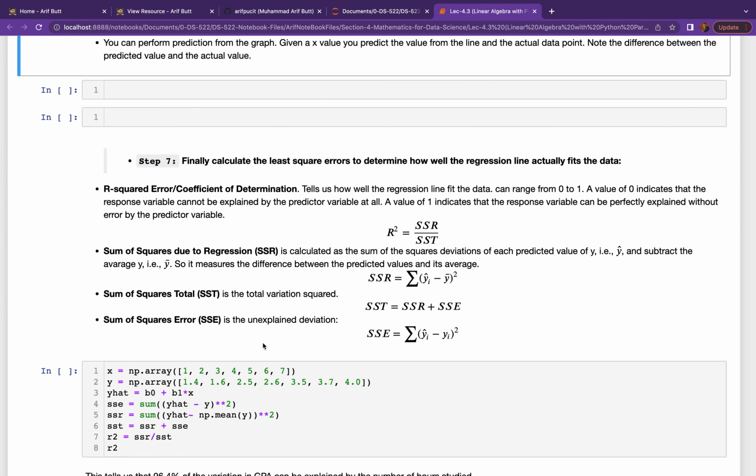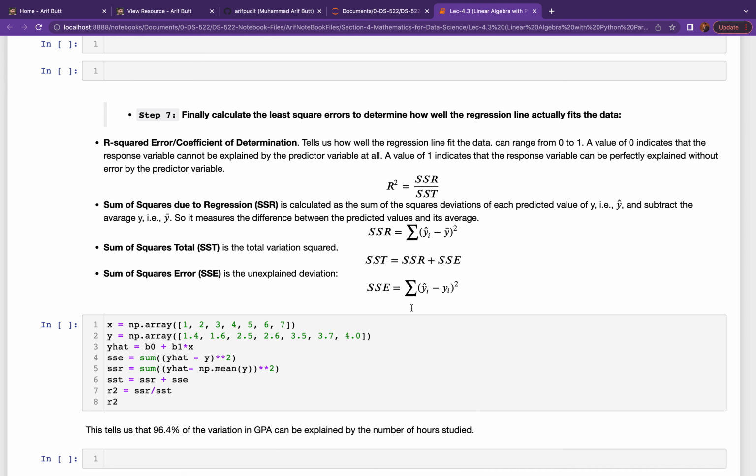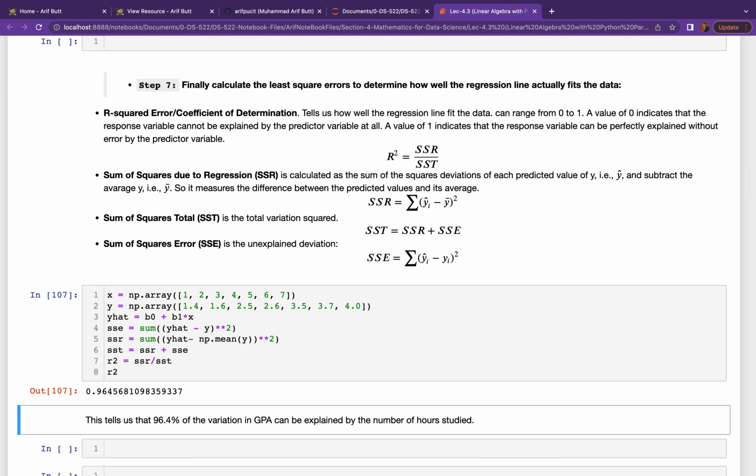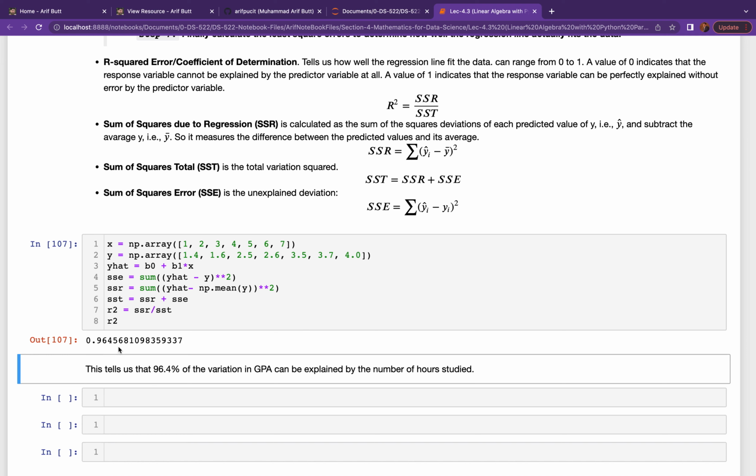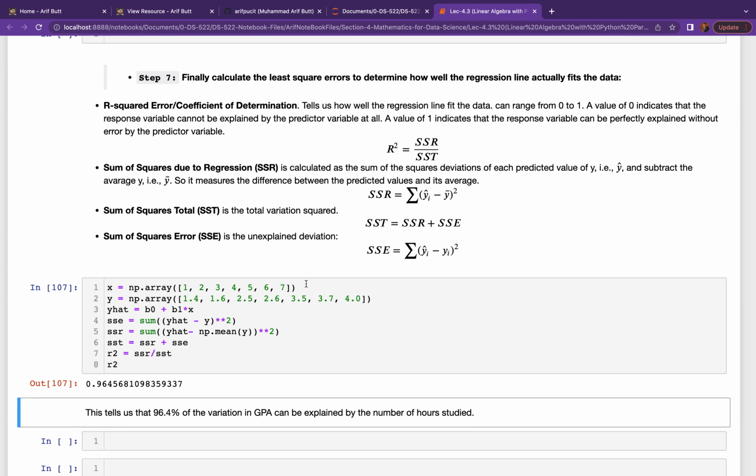We have done that. And if you want to calculate the error, this is the last step in which I have shown you how you can calculate the coefficient of determination or the R squared error, which can be obtained by the sum of squares of errors due to regression divided by the sum of squares of total variability about the mean. I have used these formulas to compute this R squared error, which in this case is 0.9645. So this tells us that 96.4% of the variation in GPA can be explained by the number of hours studied. So this is a good prediction, a good model that we have generated.